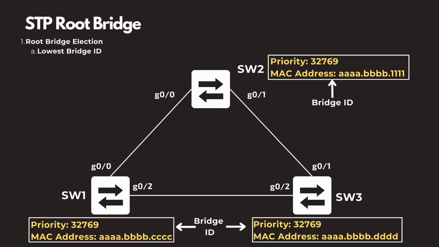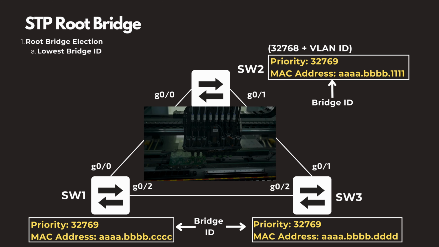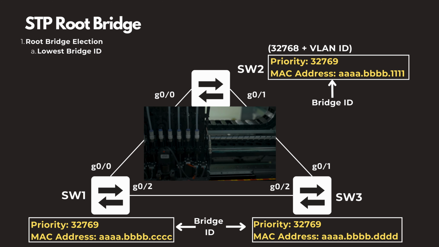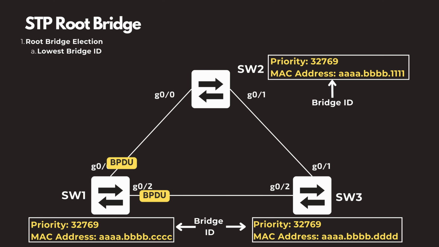Bridge ID is composed of bridge priority and MAC address of the switch. Bridge priority has a default value set at 32768 plus VLAN ID. And in this scenario, we'll use VLAN 1, making the bridge priority 32769. MAC address is burned in during the manufacturing of a switch. These values are passed on inside the bridge protocol data unit when switches are inserted in the topology.